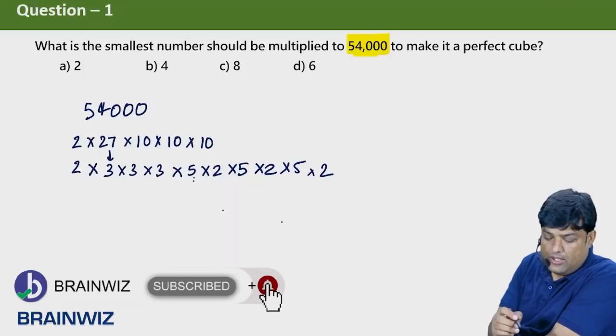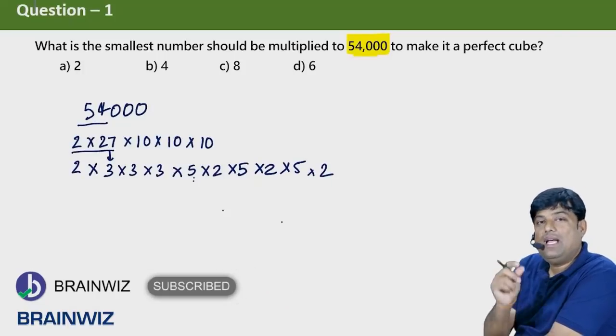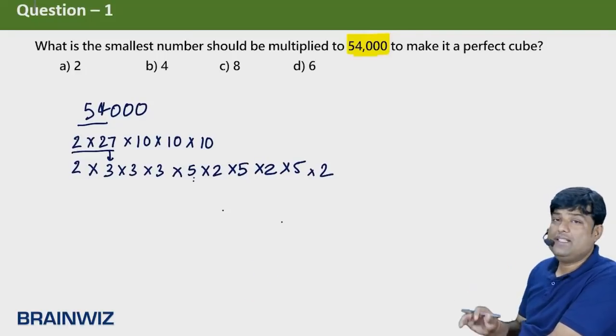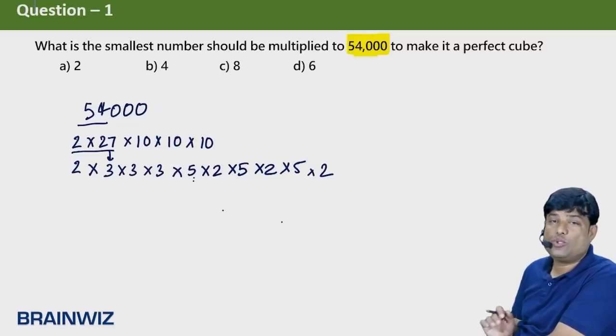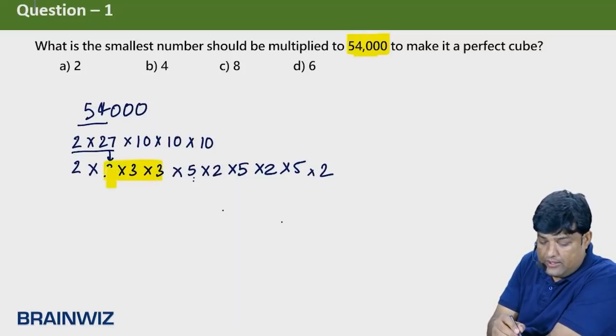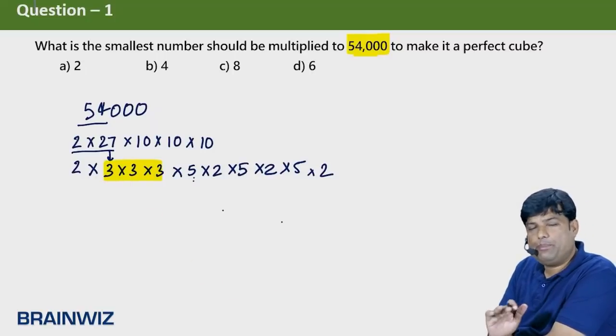How have we got it? We have split 54 into 2 into 27, and the 3 zeros we have written in the form of 10 into 10 into 10. Hope you have understood. Now, let's form the groups of 3. In order to have a perfect cube, we find the 3's are perfectly matching.